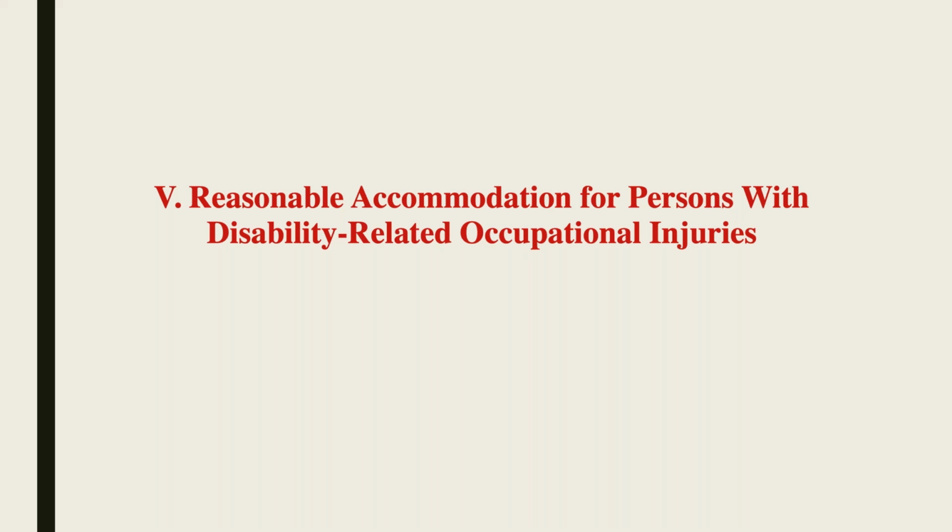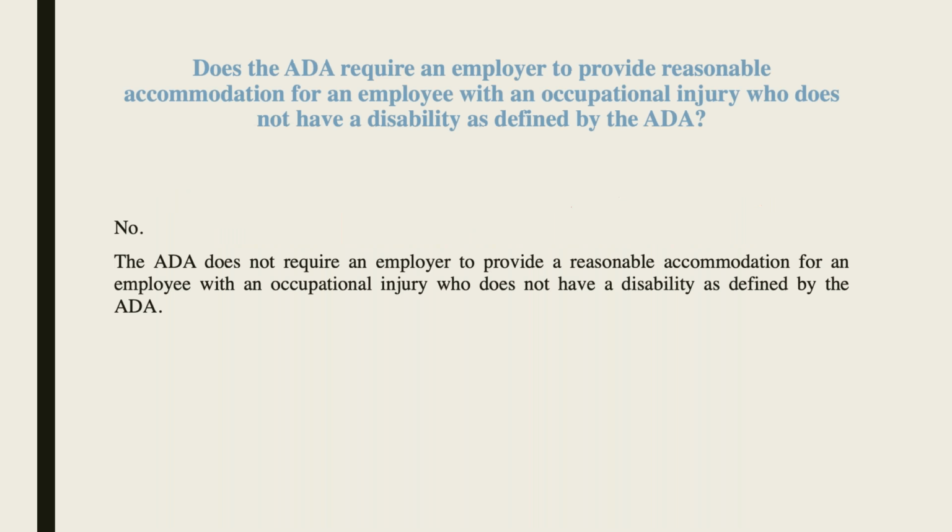Let's go to part 5 here, reasonable accommodation for persons with disability-related occupational injuries. So accommodations for those that have disability-related occupational injuries. Does the ADA require an employer to provide reasonable accommodation for an employee with an occupational injury who does not have a disability as defined by the ADA? No, the ADA does not require an employer to provide reasonable accommodation in this instance.